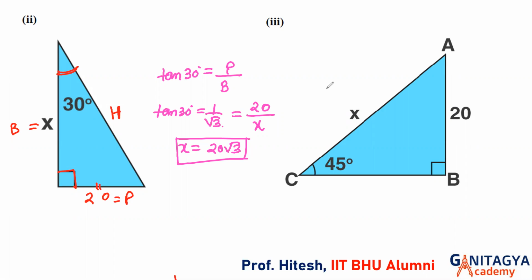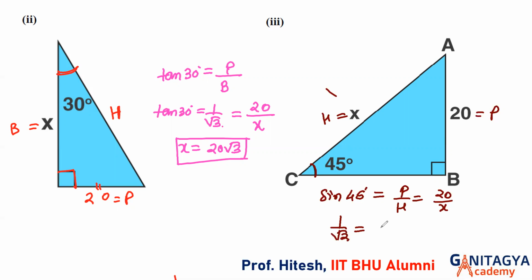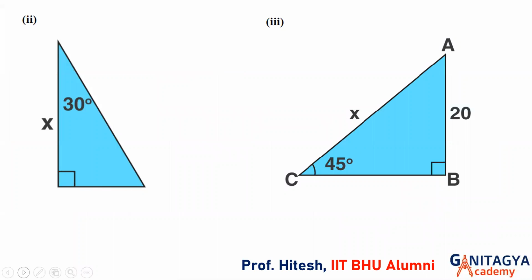And the third one: which formula? Opposite to 45 degree is the perpendicular, opposite to 90 is the hypotenuse. So P upon H, sin 45 is equal to perpendicular upon hypotenuse, that is 20 upon x. Sin 45 is 1/√2, so 20 upon x, hence x will be 20√2. Please write both answers, then let me know. Let me clear this and move to the next question.